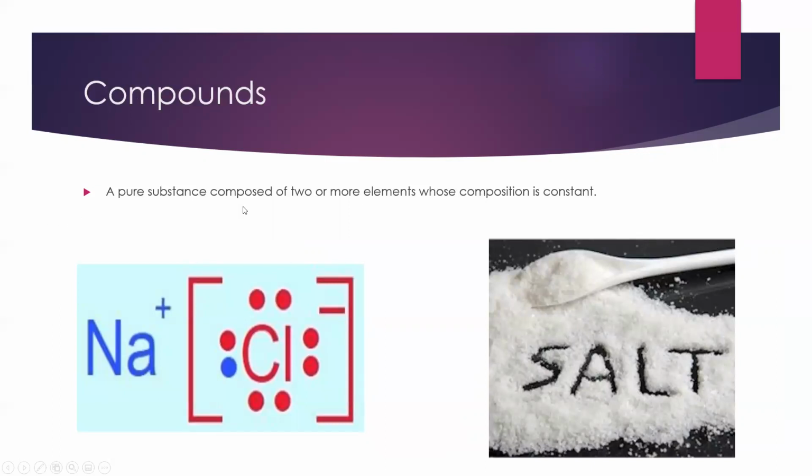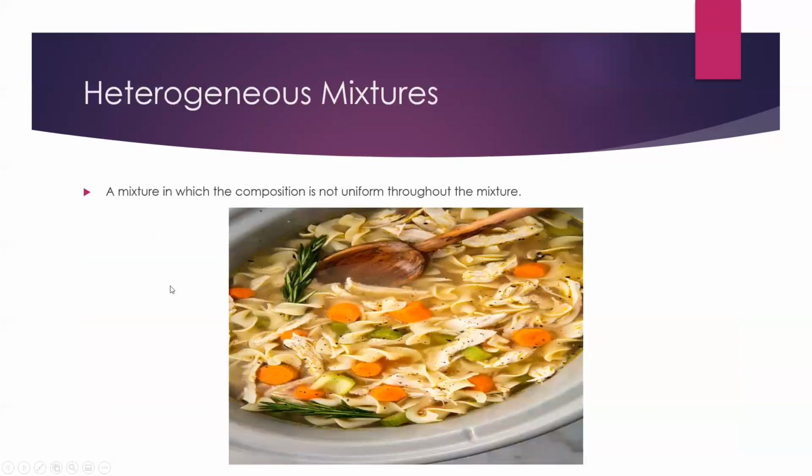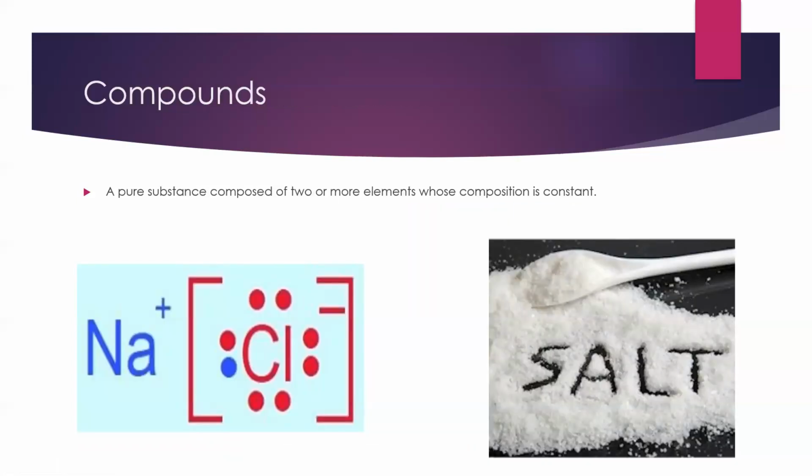But a compound is a pure substance composed of two or more elements whose composition is constant. So for example, NaCl, sodium chloride, which is salt: the sodium has a plus charge, as an ion with a plus, with one floating electron, one valence electron. And then the chlorine has 7 valence electrons with a negative charge. And so it will attract that one positive charge to complete the outer shell of valence electrons to complete 8, forming, again, salt.